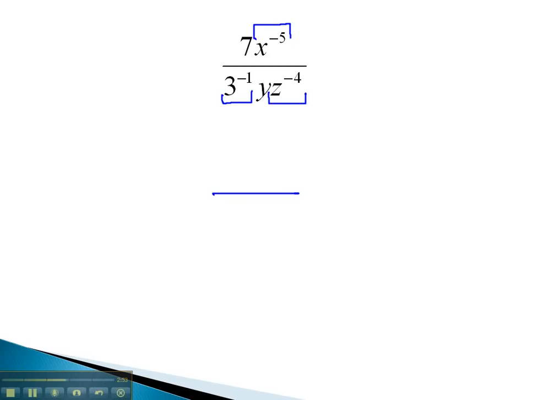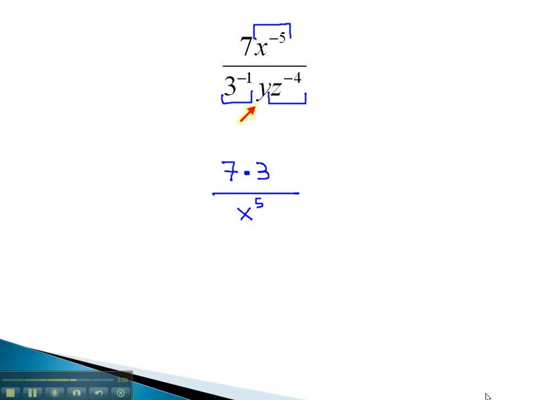Let's build this one piece at a time. We have a 7 in the numerator. X to the negative 5th means it needs to move to the denominator. Now it is x to the positive 5th. Looking at the denominator, 3 to the negative 1 means we need to move that 3 to the numerator. Now it's 3 to the positive 1.